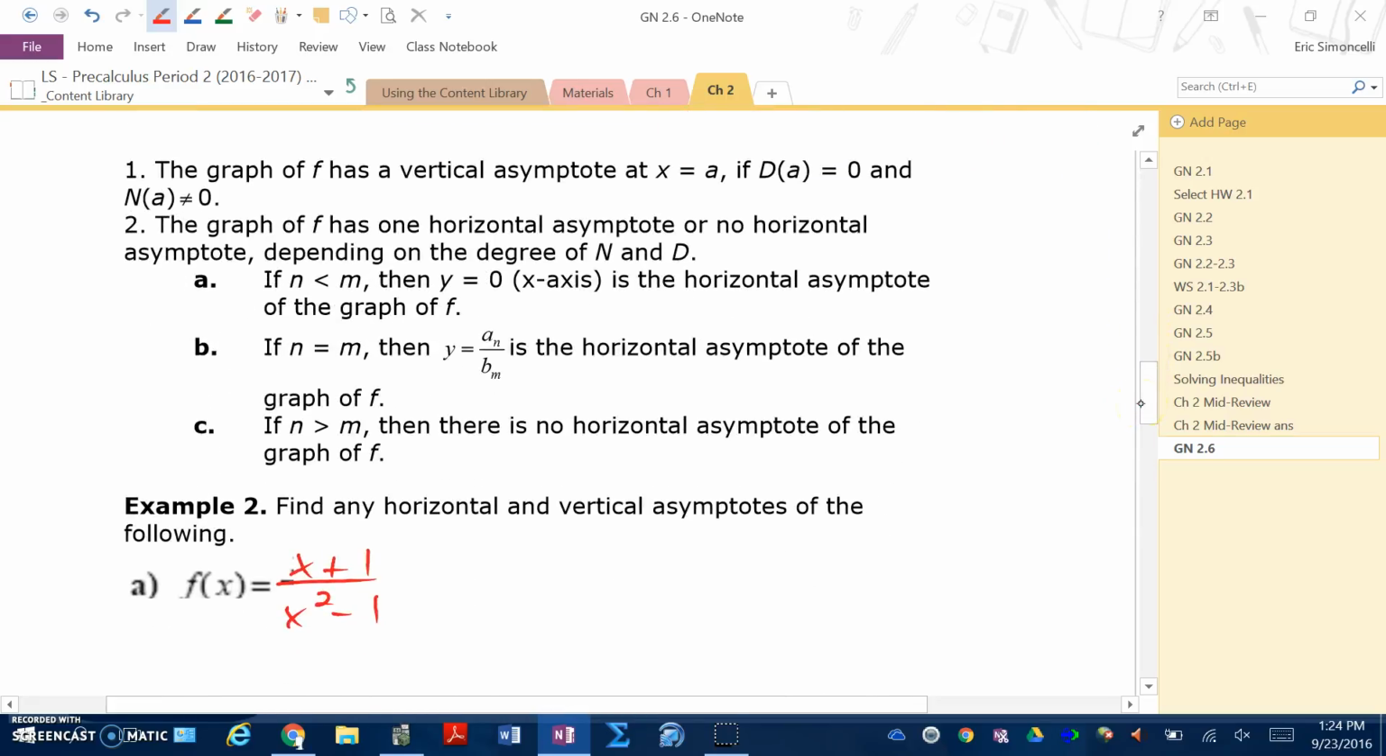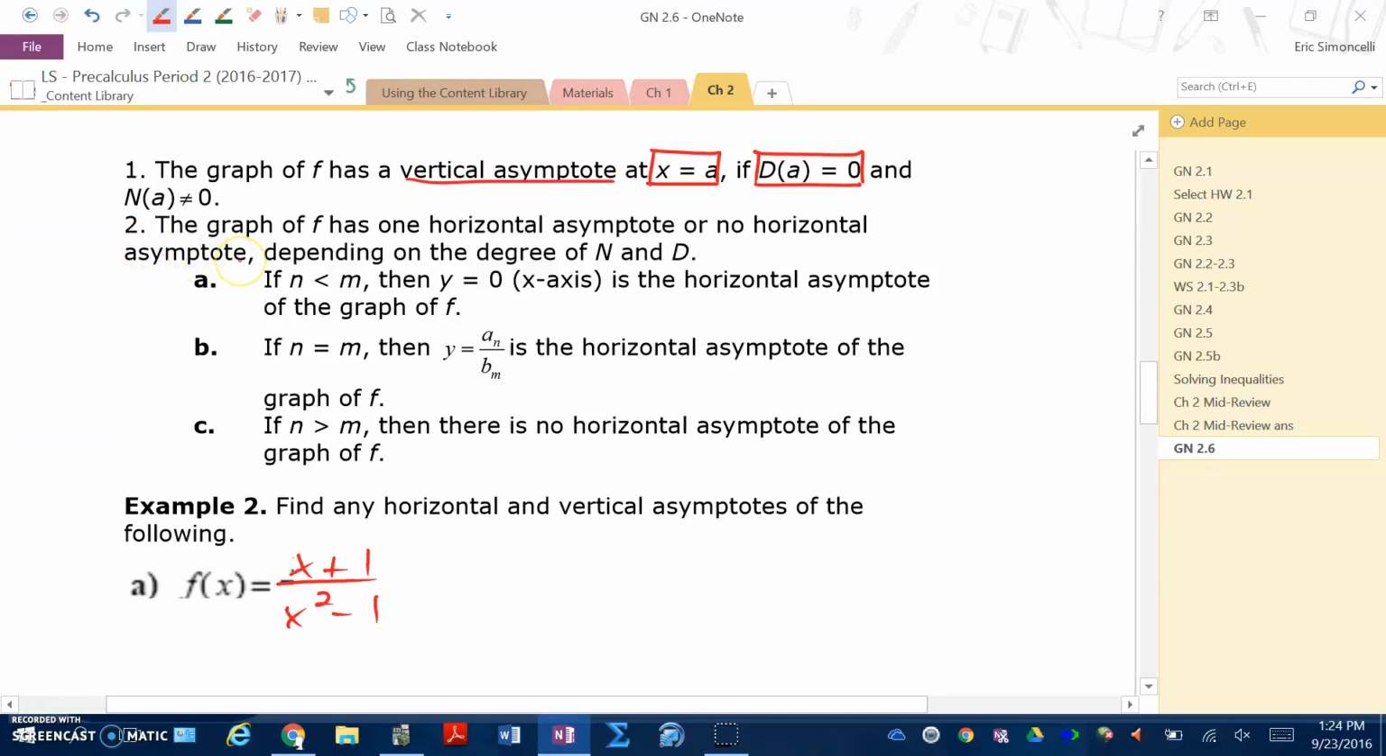The first thing that it says on the next page, the graph of f has a vertical asymptote at x equals a if d of a equals 0, and n of a does not equal 0. So vertical asymptote at x equals a. Again, if the denominator, however, is equal to 0. Now we know we can't ever divide by 0, but when our denominator does equal 0, we then say, well, that's got to be a vertical asymptote.